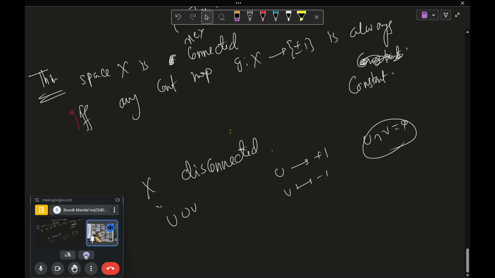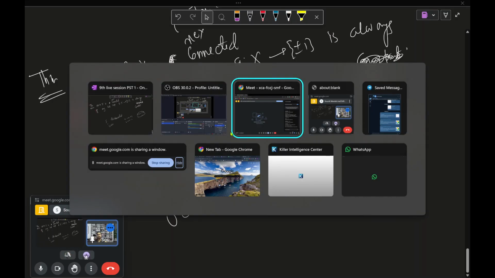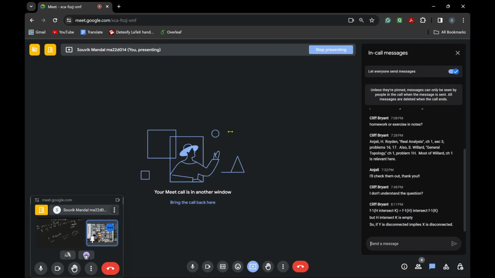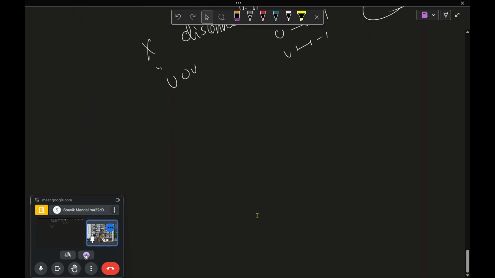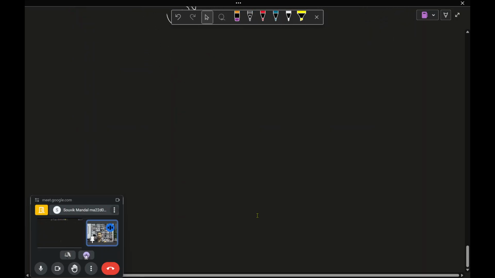So this particular theorem is actually very useful in order to prove that something is disconnected, because we may construct a function from X to plus minus one that is not constant, so we can directly say that it is disconnected. So that's why the theorem is useful.